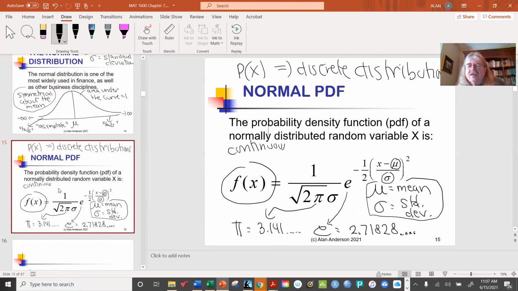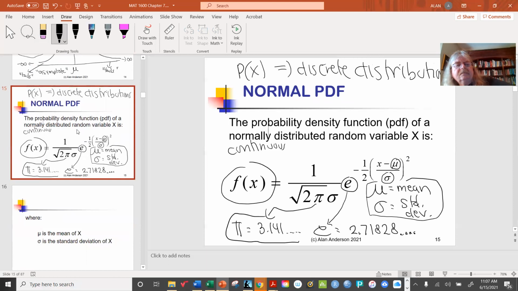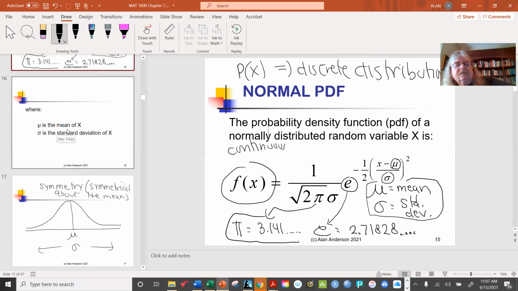By the way, here pi makes another appearance. This time, it really is the pi that you know and love from high school, 3.141, et cetera. And here's our new friend e again, 2.71828. But the most important detail is that you see mu and sigma in this formula. So in other words, the area depends directly on the mean and the standard deviation.